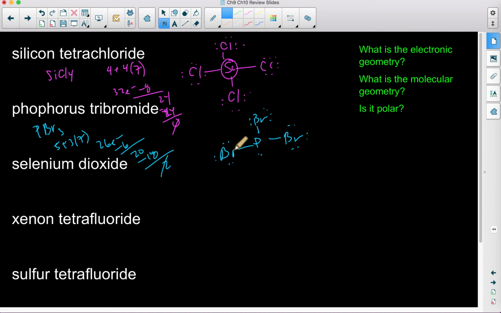Now let's double check. Bromine has 2, 4, 6, 8, and 8, and 8. Phosphorus has 2, 4, 6, 8. All the valences are full. Let's check the number of electrons. 8 plus 8 plus 8 is 20.